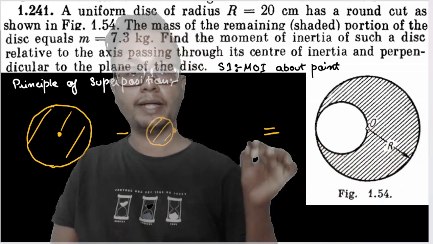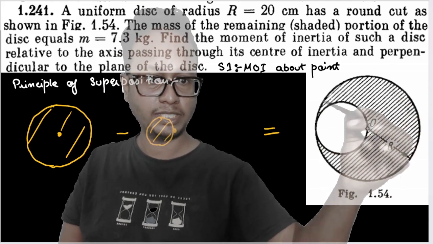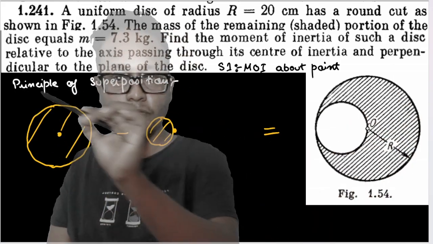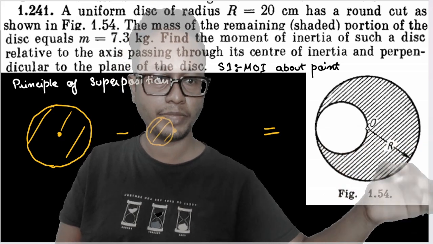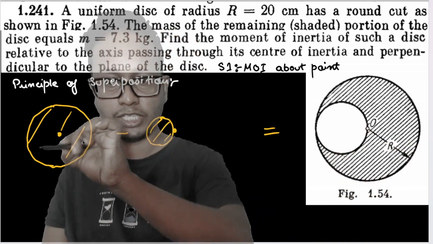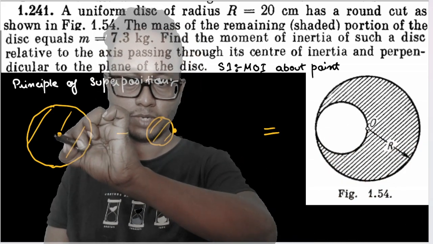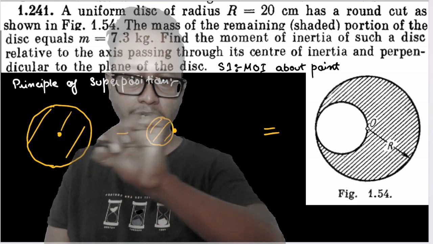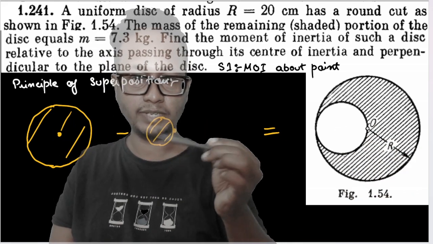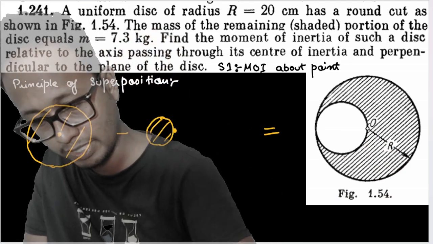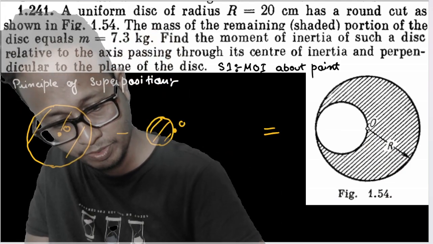To find the moment of inertia about point O of this entire shape, I must apply the principle of superposition. It says that the moment of inertia of this shape about point O is nothing but the moment of inertia of the completed shape, the entire disk filled, about this point, minus the moment of inertia of this empty part, assuming it is filled, about point O. So these are point O, point O, point O.